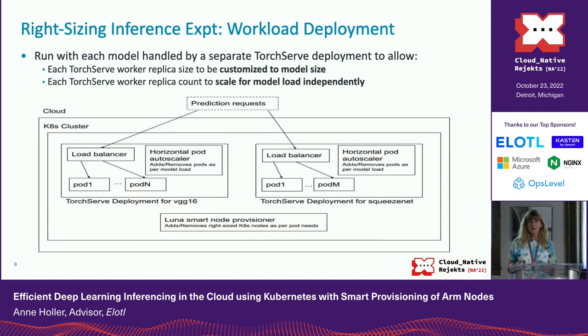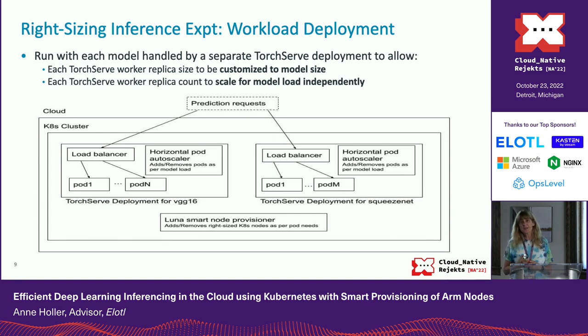For our testing, we actually deployed two copies of TorchServe, one copy for VGG16 and one copy for SqueezeNet, on the same Kubernetes cluster. And we did this for two reasons. One was to allow the deployment of TorchServe to request workers that were well-sized for the particular model being delivered, and we saw the models have two dramatically different sizes. And secondly, we wanted the load scaling to happen per model. So you can imagine times of the day that VGG16 was popular and SqueezeNet was not, and vice versa. So we wanted that independent kind of scaling.